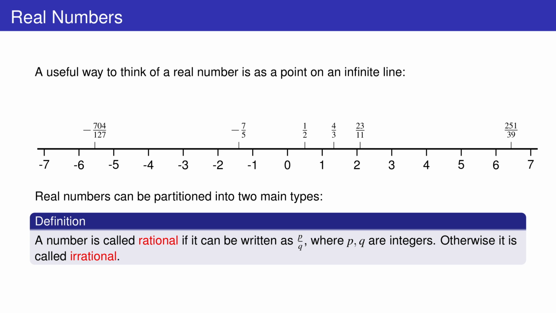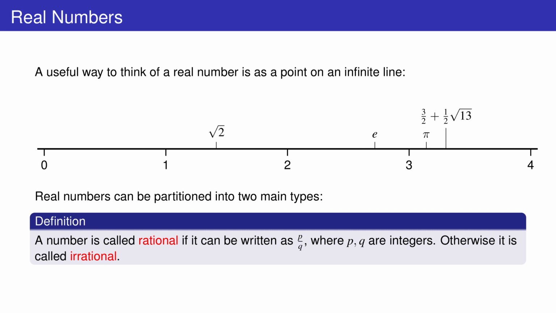In other words, the so-called irrational numbers, the numbers that fill in the gaps, that can't be written as one integer over another, there are many more irrational numbers than there are rational numbers. So it's important to know how to deal with them. Here are a few: the well-known square root of 2, Euler's number e, and another famous irrational number, pi. And maybe not quite so famous, but still rather beautiful, 3/2 plus a half square root 13.